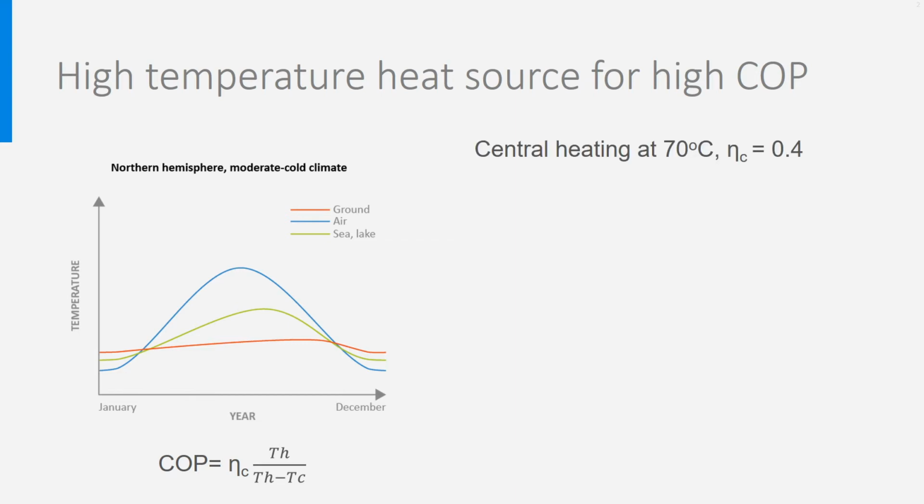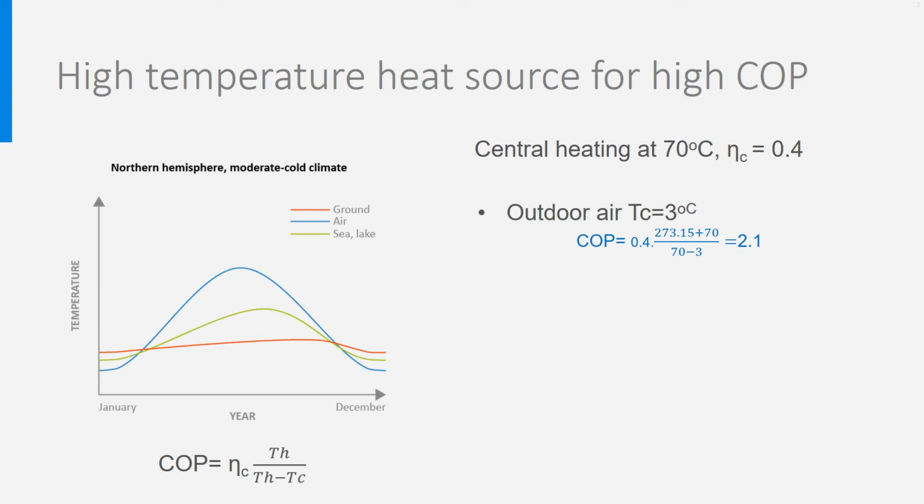Imagine again that we want to produce hot water at 70 degrees Celsius for the radiators of the central heating and the Carnot efficiency is 0.4. We use first a heat pump with air as heat source. Imagine the average outdoor temperature is 3 degrees during the heating season. The COP will be 2.1.